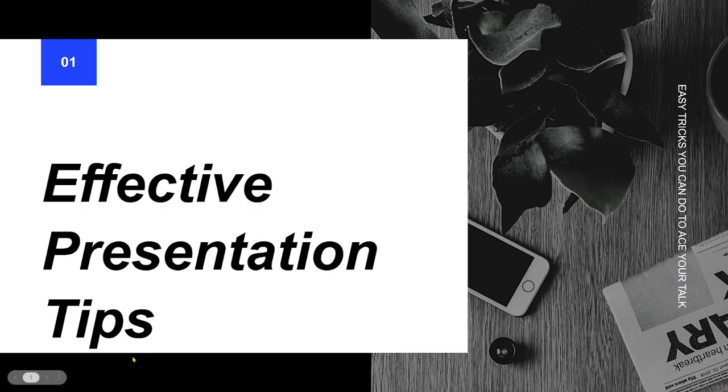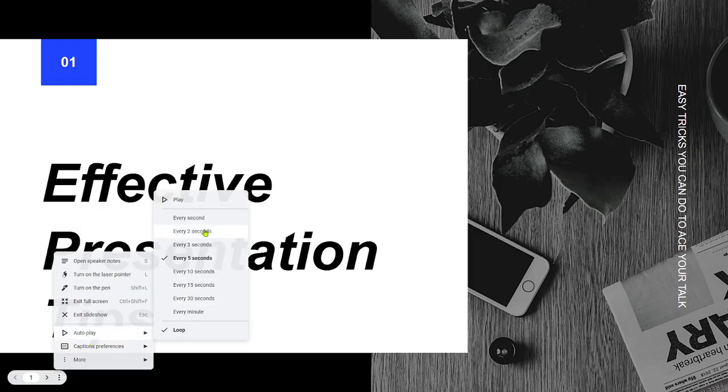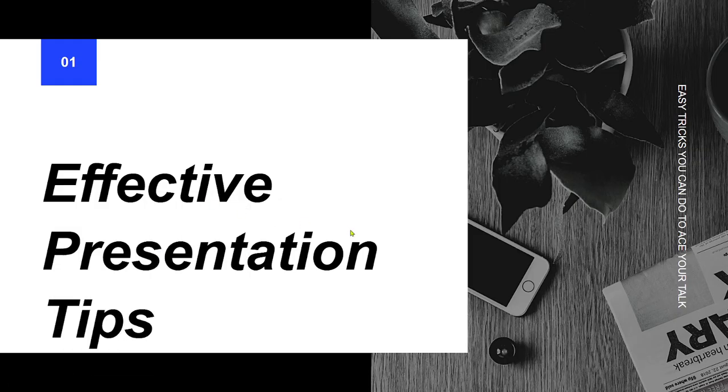Finally, when you're ready to watch your automated presentation in action, head back to the 3 dots in the control bar one last time. From there, click on play. This will activate the automatic transitions, and you can sit back and watch your slides flow effortlessly from one to the next. So there you have it.